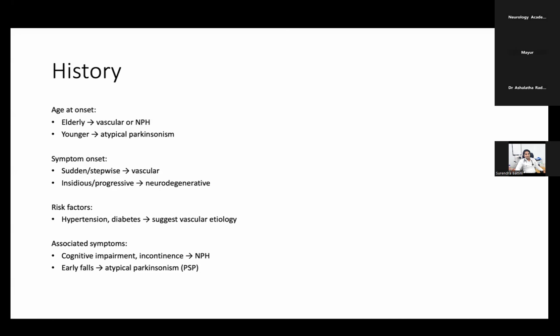Coming to the risk factors, the presence of hypertension and diabetes suggests vascular etiology, which could support the possibility of vascular Parkinsonism. Associated symptoms such as cognitive impairment and incontinence do support NPH. Early falls, as previously mentioned, do support the possibility of atypical Parkinsonism, that is PSP.